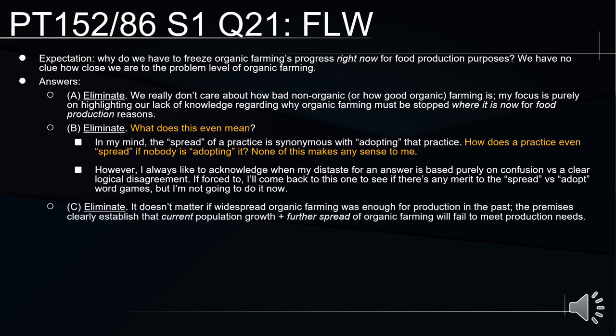Moving into C. C says it fails to consider the possibility that at some points in human history, enough food was produced to feed Earth's population without the use of artificial fertilizers. It doesn't matter if pure organic farming was enough for production at some point in the past. The premise is clearly established that current population growth plus further spread of organic farming, that's the setup that they say is going to lead to production problems. So rooting things in current trends plus future needs essentially negates any consideration of what's happened in the past. So C is dead.